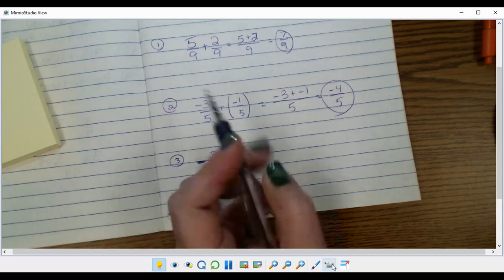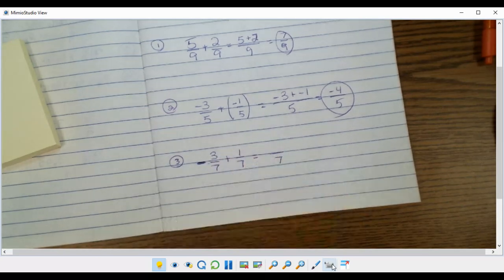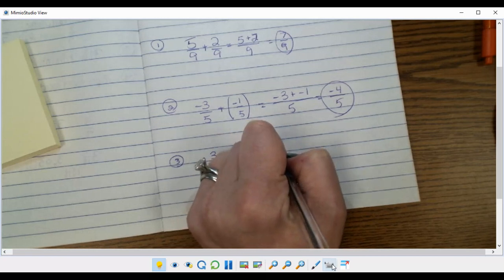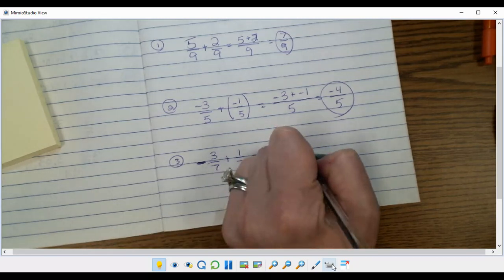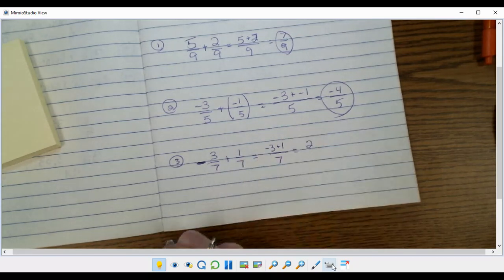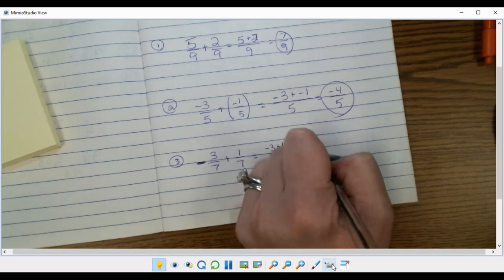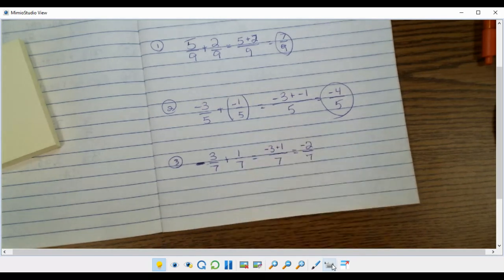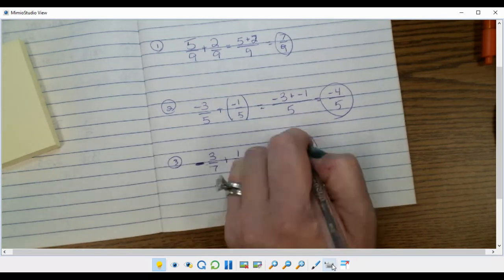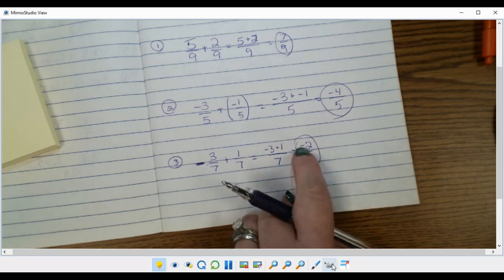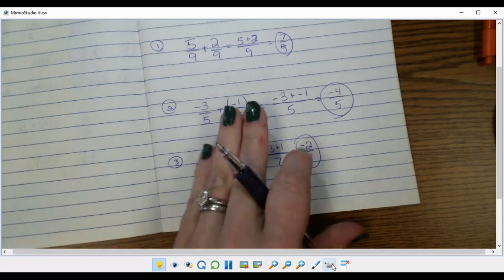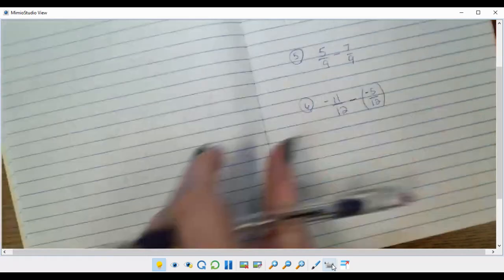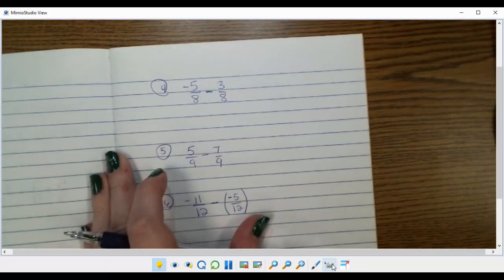So again, for number 3, we have common denominators. This would be a -3 plus +1. They are different signs, so I have to subtract. 3 minus 1 is 2. 3 pile is bigger, so we'll keep that sign, and then the 7. I usually put my sign up at the top just because there's no way that it's going to get confused with the fraction bar, but you can put it in any of the 3 places. All right, let's look to our next one.